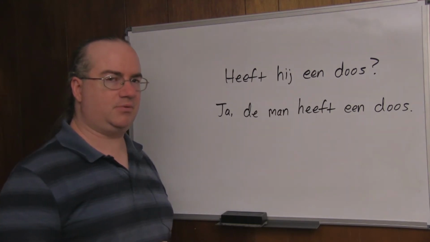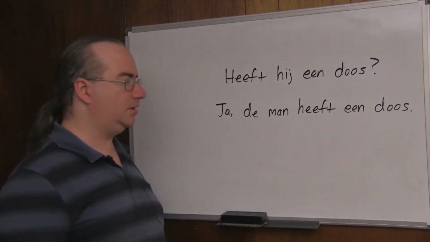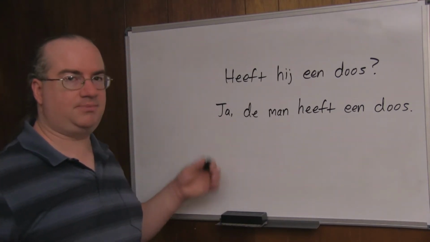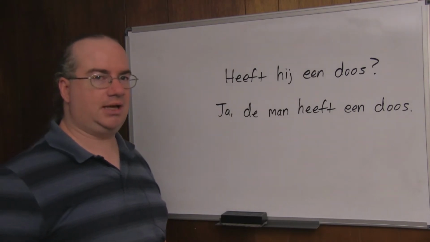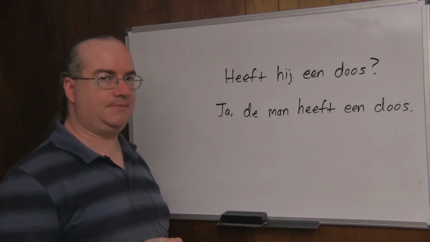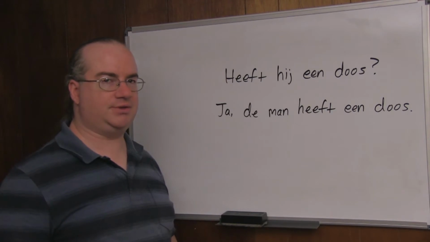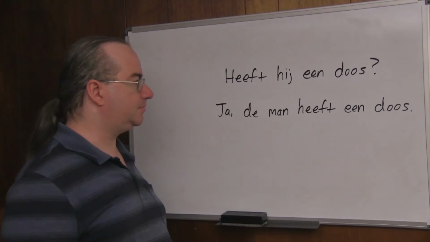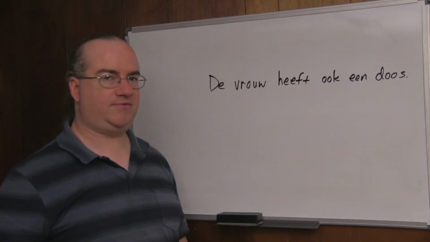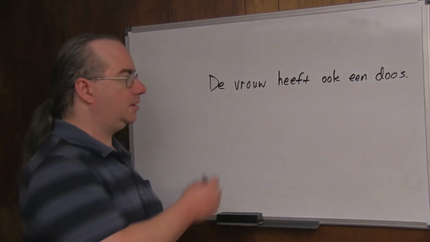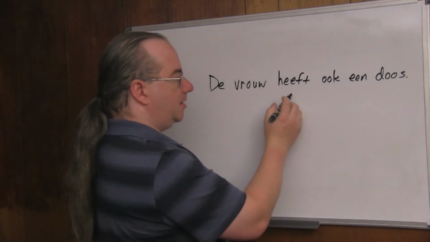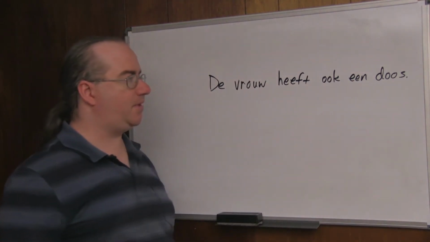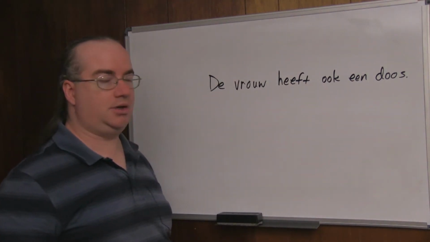Now, you may remember when we were talking about inversion before, but how come there's no inversion here? Ja, this is a simple one-word answer. And in that case, you don't use inversion. There are still some other words that use inversion, and we'll be going over those in the next few lessons. De vrouw heeft ook een doos. The woman has also a box. De vrouw heeft ook een doos.